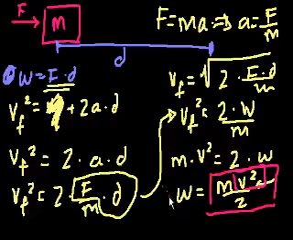I'm actually almost out of time, but what I will do is leave you with this formula, that kinetic energy is mass times velocity squared divided by 2, or 1/2 mv squared. It's a very common formula. And I'll leave you with that, and that is one form of energy. In the next video, I will show you another form of energy.